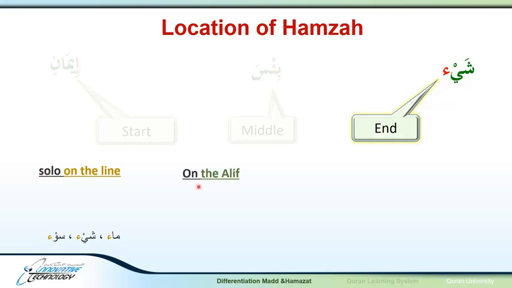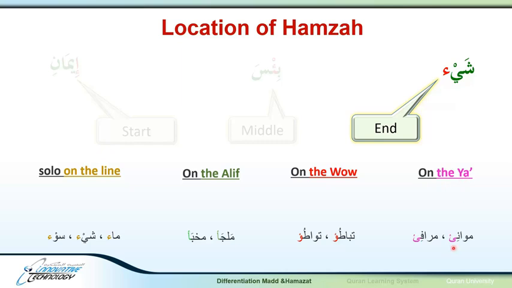Let's take another example where it can be written on an alif. Malja', makhba'. There is the alif and the hamza is on top of it. And there is another scenario where it can be written on a waw. Tabatu', tawatu'. The hamza is on top of a waw. And then it can be written on top of a ya, like mawani', marafi'. There is a ya and the hamza is on top of it.